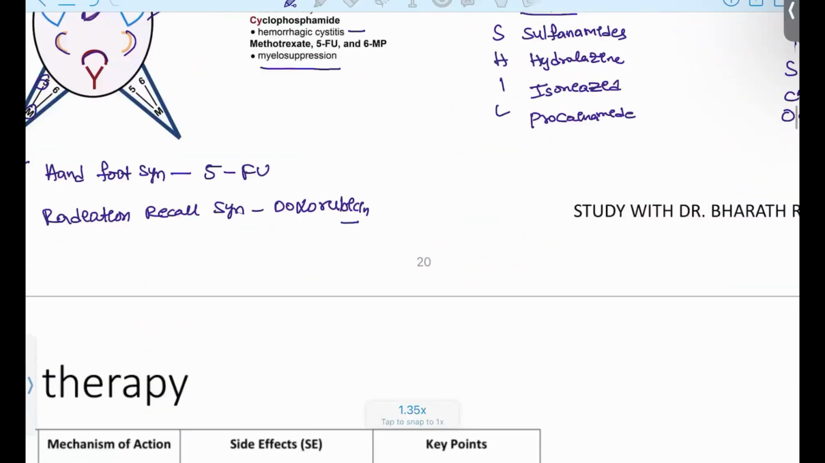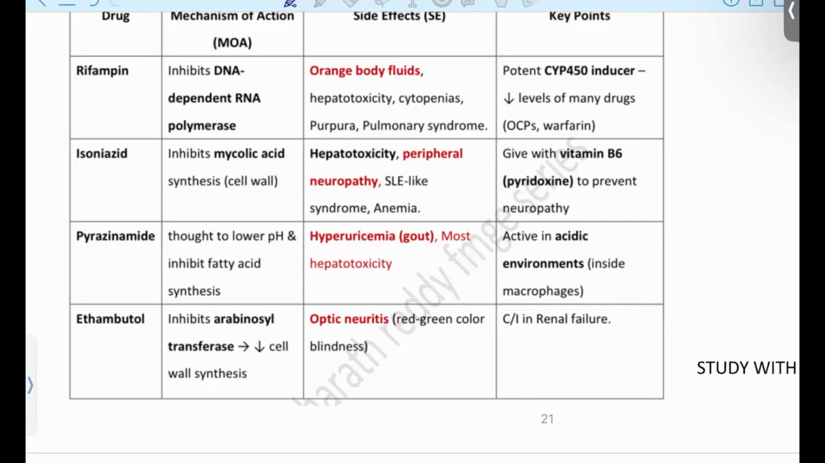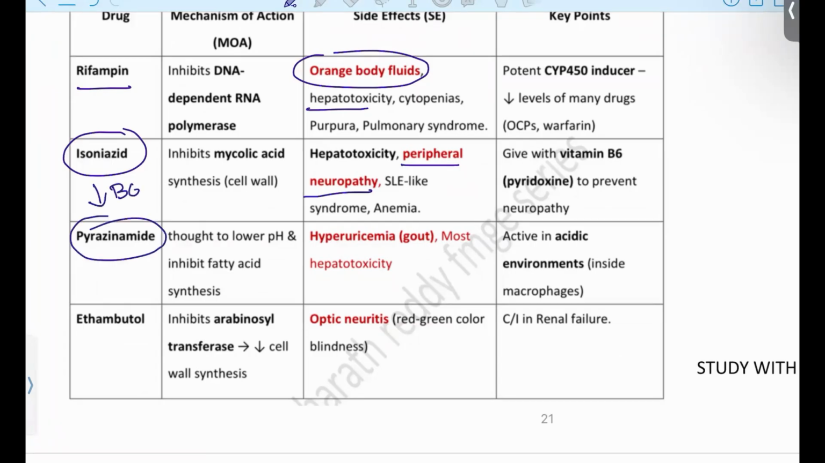Next, moving on to the TB drugs. So TB drugs, we have the four kinds of drugs. One is your rifampicin, that is going to cause side effects like orange body fluids and is highly hepatotoxic. And patients taking isoniazid will have peripheral neuropathy. Why? Because of B6 deficiency. And pyrazinamide is highly ototoxic, and absolutely contraindicated in liver disease patients. It should also not be given in gout patients, as it will aggravate the gout symptoms.